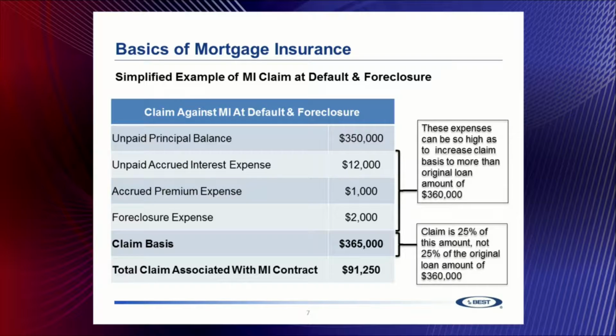Sometime later, the borrower defaults on the mortgage, and there's a foreclosure process that the mortgage goes through. At the time of default, the unpaid principal balance is $350,000. But there are other expenses to be added to the claim basis for the mortgage insurance. You have unpaid accrued expenses, accrued premium expenses, and foreclosure expenses. So altogether, the claim basis for this mortgage is $365,000, and a quarter of that is $91,250, which is close to the risk in force, but you can see it's slightly higher because of all the other expenses.